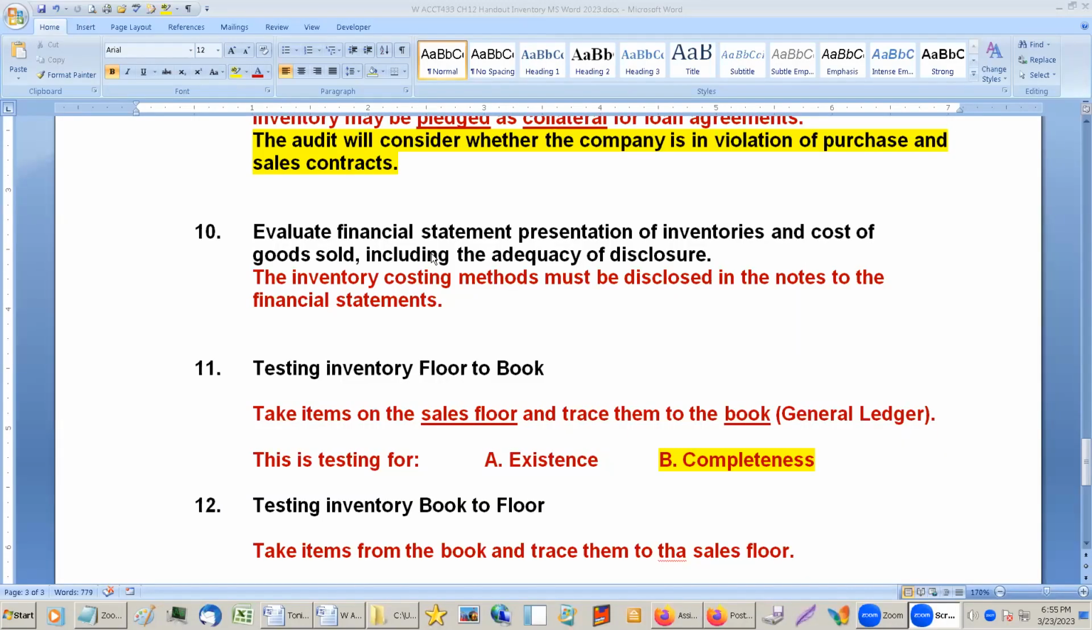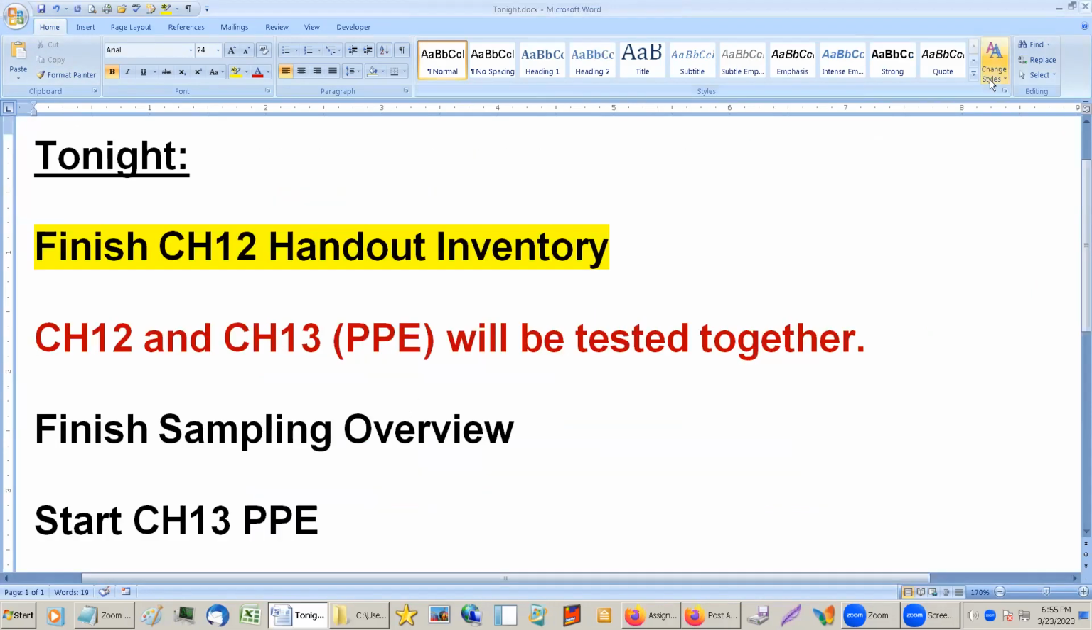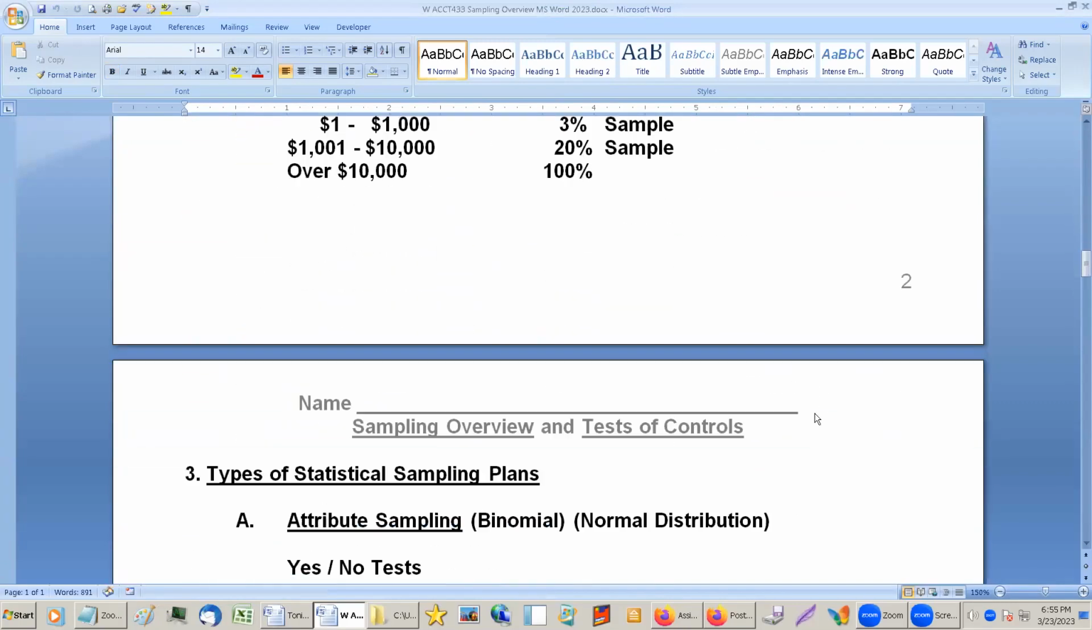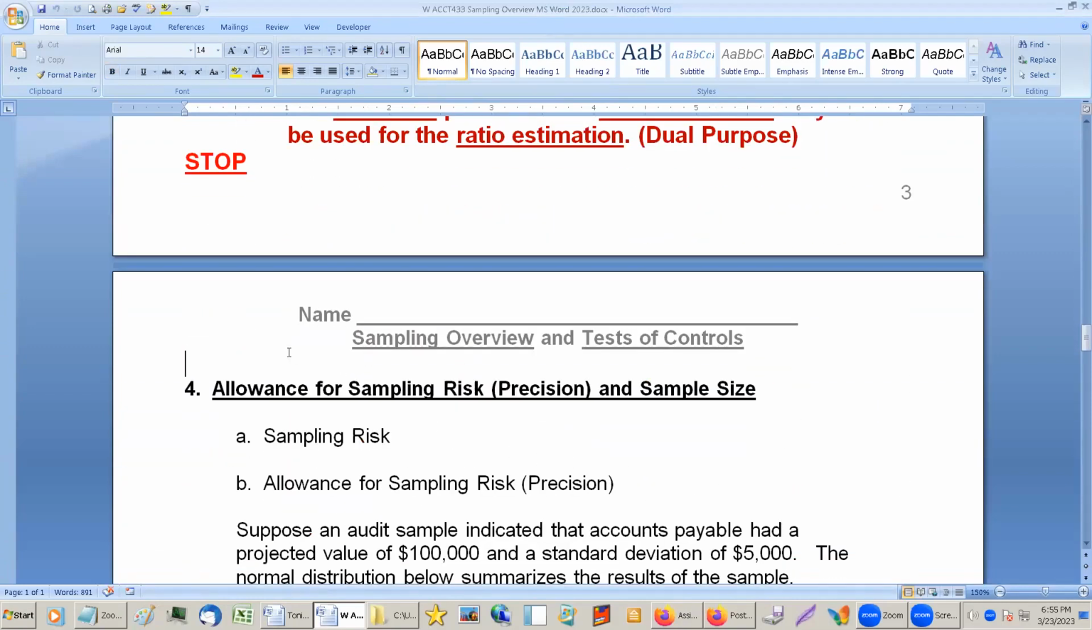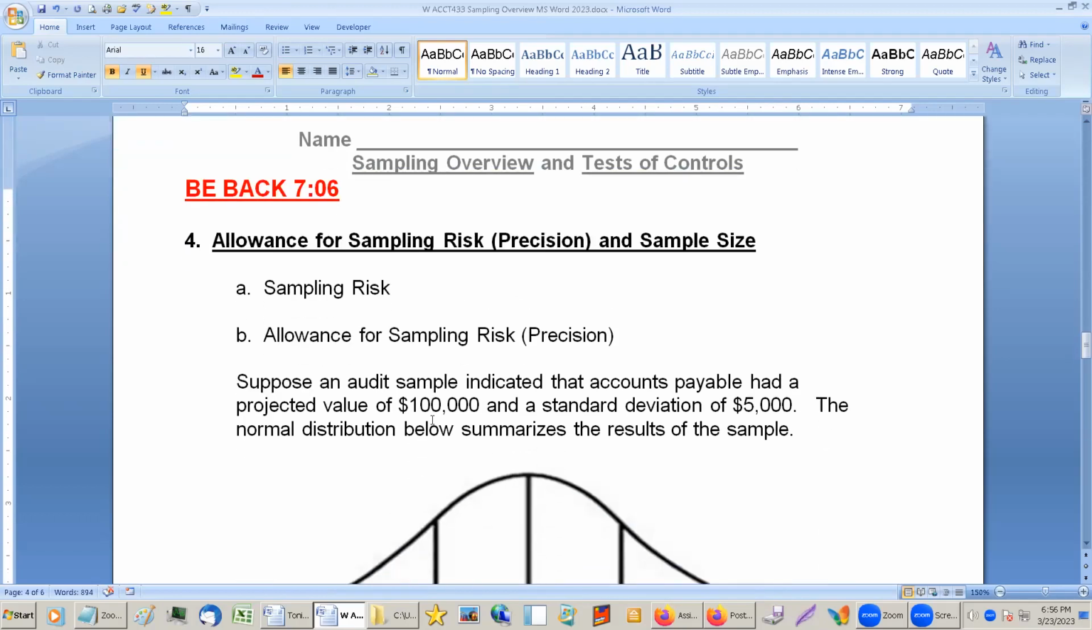So, okay, obviously we're done with this one, so let's stop there. Okay. Thank you. Very good. No problem at all. And this will be recorded, so you can always look at it. Okay. So I'm going to save this. And we come back. I can't remember what we're doing with the sampling overview. I can't remember where we stopped. So you did that. Oh, here we go. Okay. So let's say be back at, oops, what time is it? 6:56. So let's say 7:06. And we should be able to finish this one up. Okay.